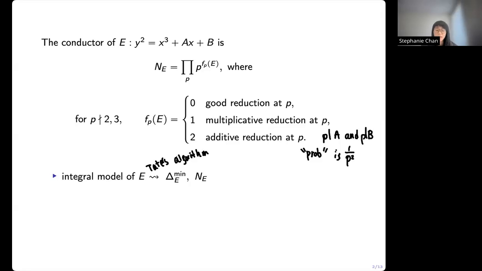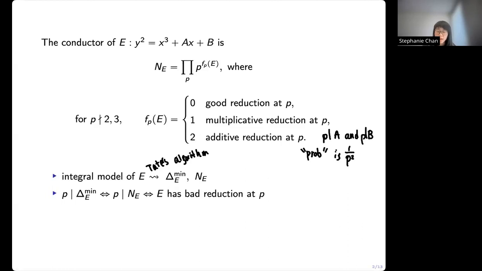So given an integral model, there's an algorithm, and it's usually not too hard to compute the discriminant and the conductor. The prime factors of the minimal discriminant are precisely the primes where the elliptic curve has bad reduction, which is also precisely the primes that occur in the conductor. So the primes that divide the conductor are exactly the same set as the primes that divide the minimal discriminant.